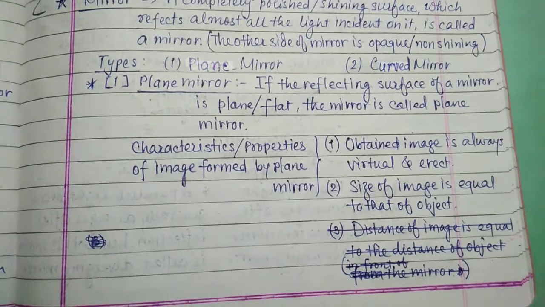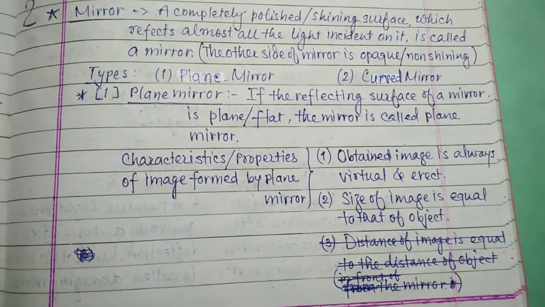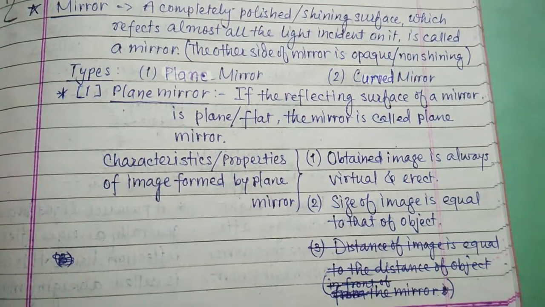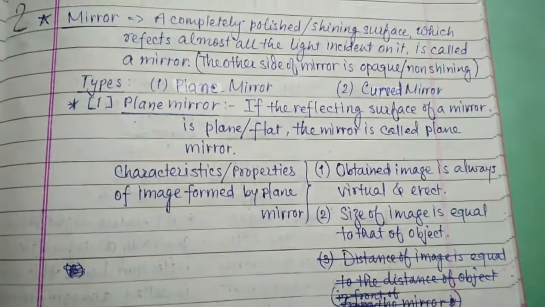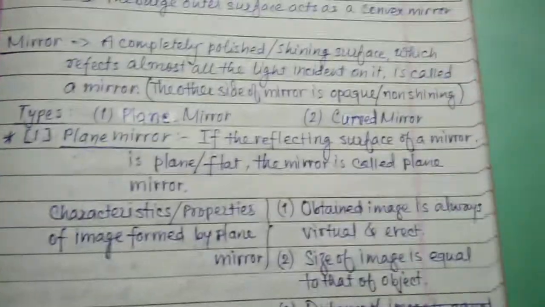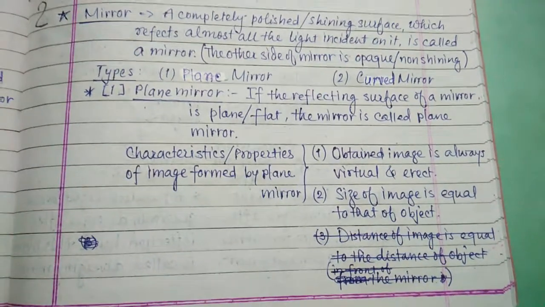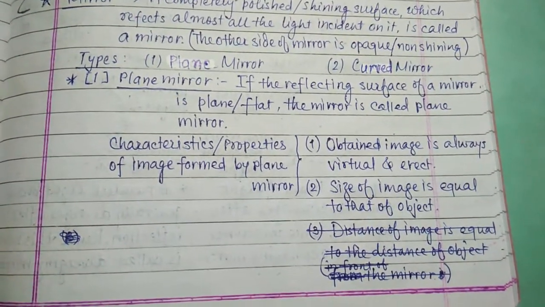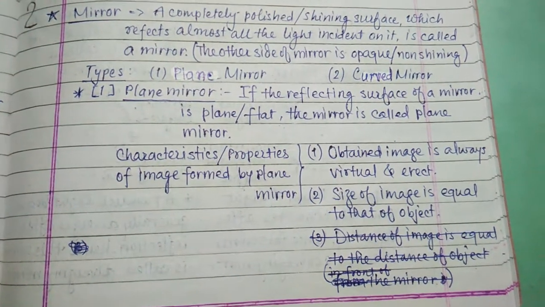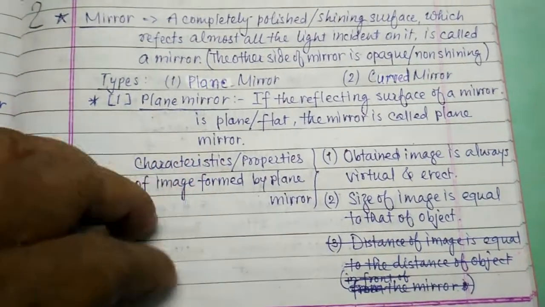So there are four characteristics of a plane mirror. The obtained image is always virtual and erect. Size of the image is equal to that of the object. It means that both image and object have the same size.